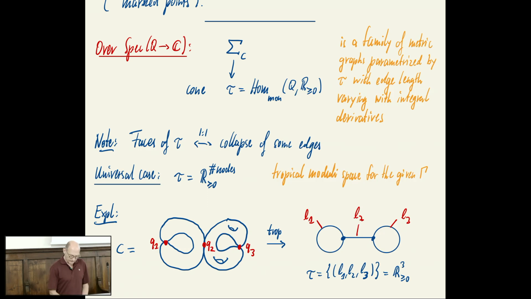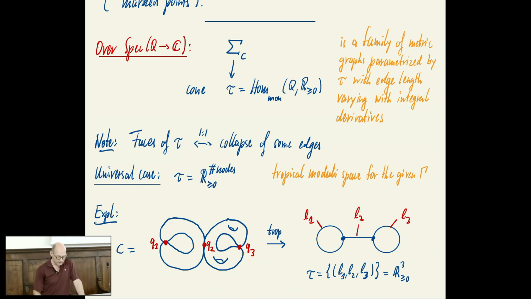Now, implicit in this discussion is something like the universal case. So Q can be any choice, but is this maybe a base change of something universal? And obviously, we can just take a length factor. We just measure the length of each edge independently. And that would be the universal case where tau becomes just a copy of r larger or equal 0 for each node. So they just vary independently.